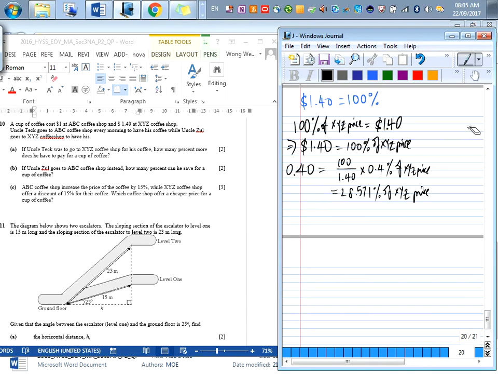Okay, now the whole thing is in percent. Over here. Okay, the rest, look at part C. ABC coffee shop increased by 15%, XYZ decreased by 15%.